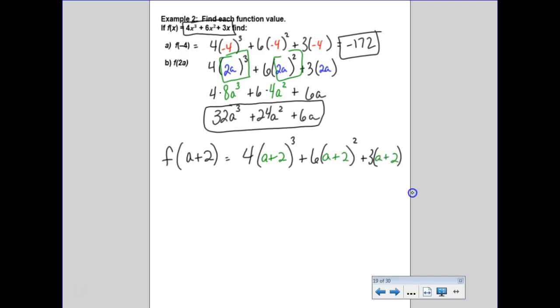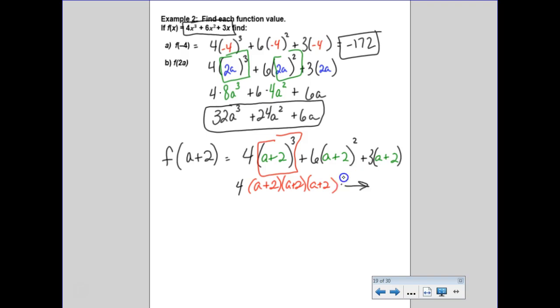And at first glance, you're like, okay, that doesn't seem too bad, except I want you to really think about what this means. A plus 2 to the 3rd power is not a to the 3rd, 2 to the 3rd. You don't distribute like that. A plus 2 to the 3rd power is a plus 2 times a plus 2 times a plus 2.